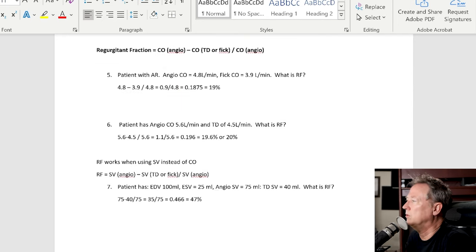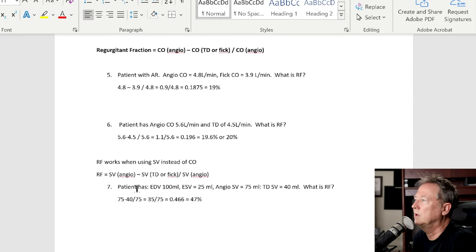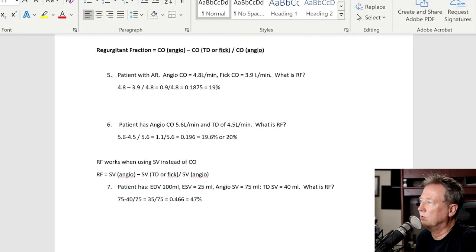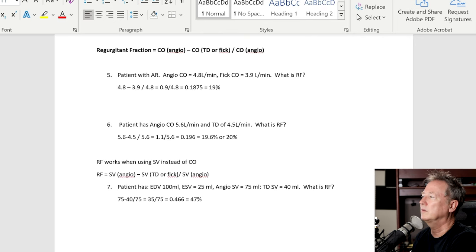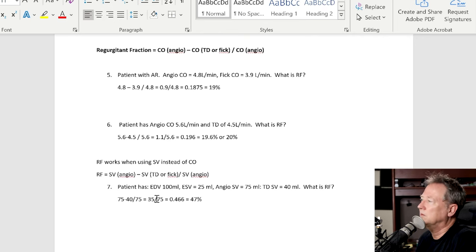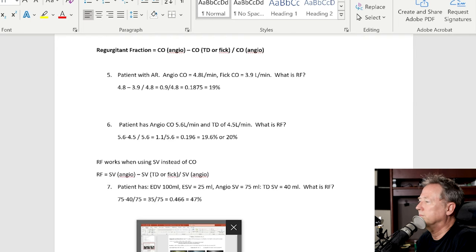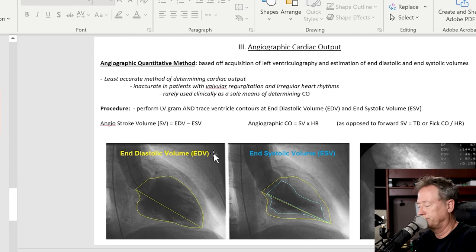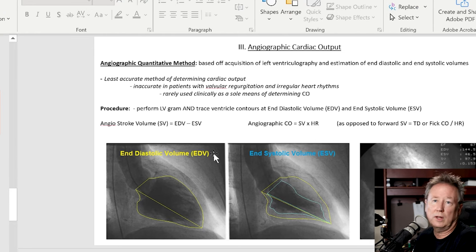And here's an example using stroke volume instead of cardiac output. The formula is angiographic stroke volume minus the TD or Fick stroke volume divided by the angiographic stroke volume. So the patient has, in this example, an end-diastolic volume of 100 and end-systolic volume of 25. You might say, well, how do you get that? So you can either get it on echo or in the cath lab.